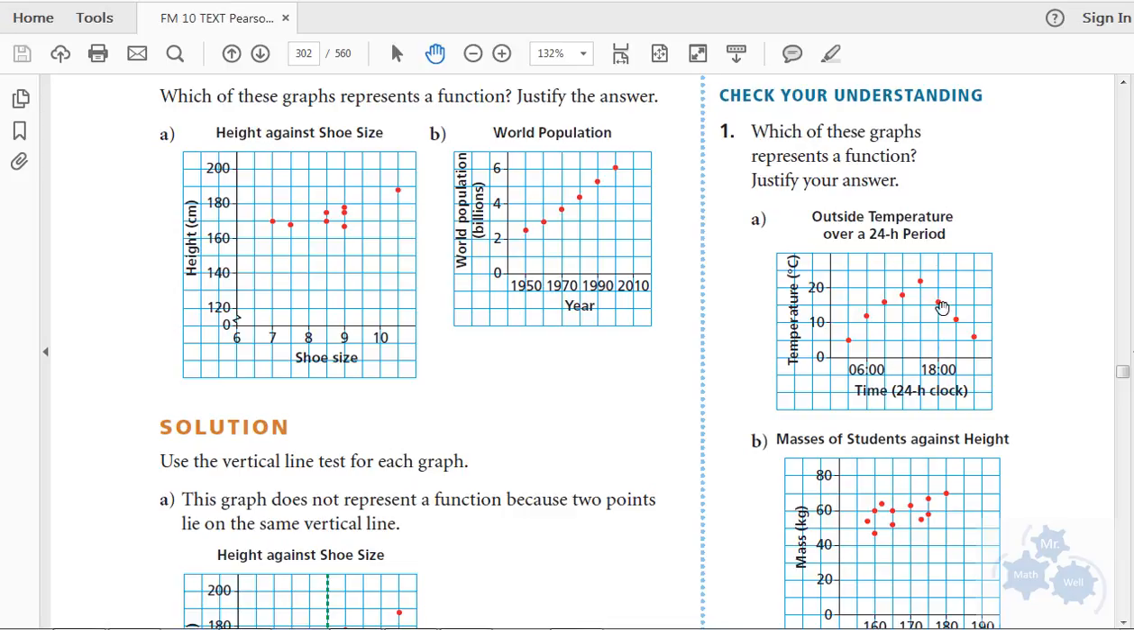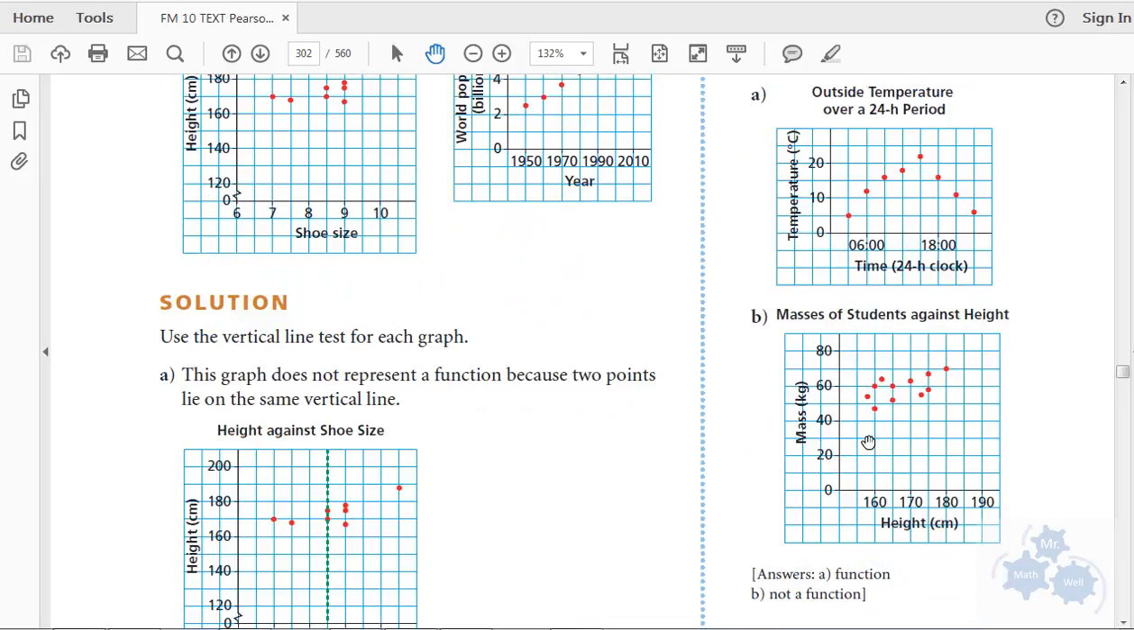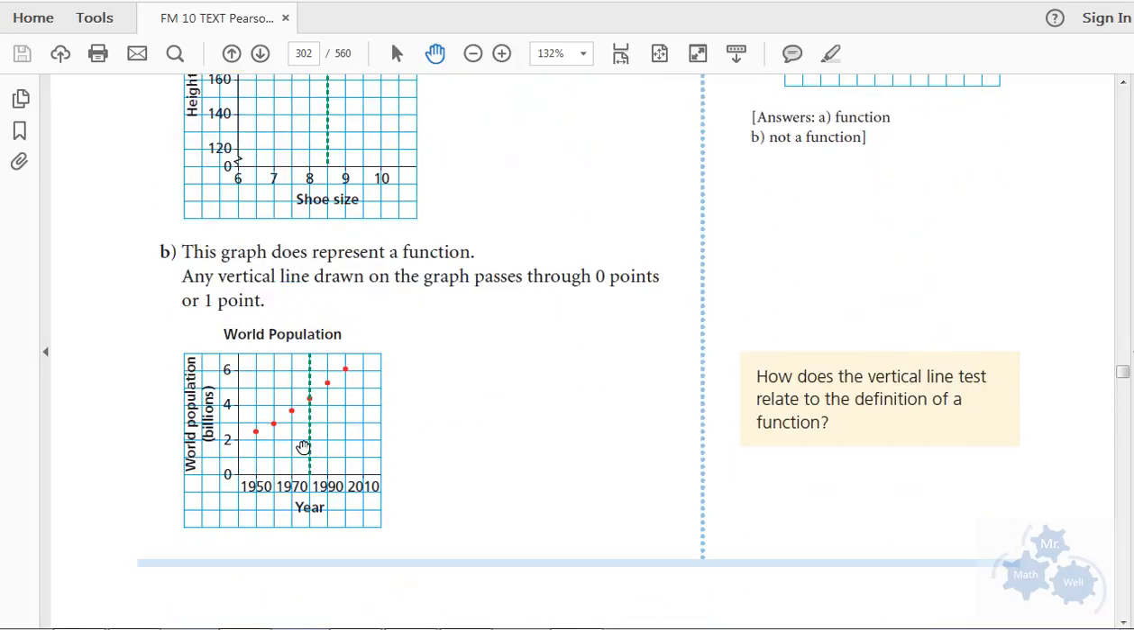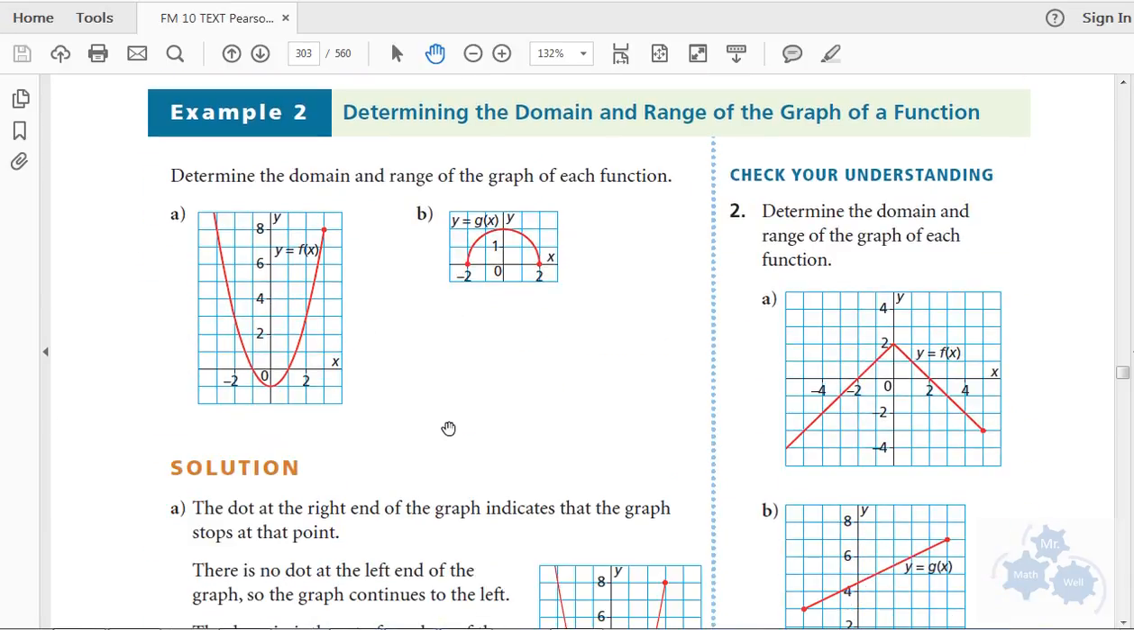Function, yes. Draw any vertical line, you only pass through one. What about this one? Not a function. There's lots of vertical lines that pass through more than one point. Awesome. Okay, here's your solutions right there. You guys rock. Okay, what about graphs that have lines?